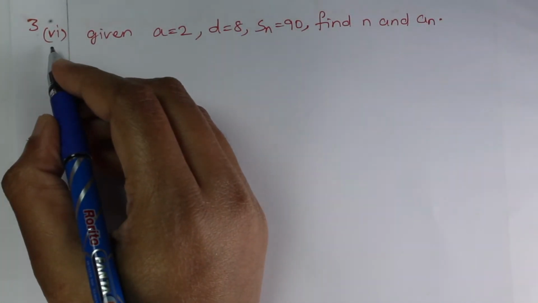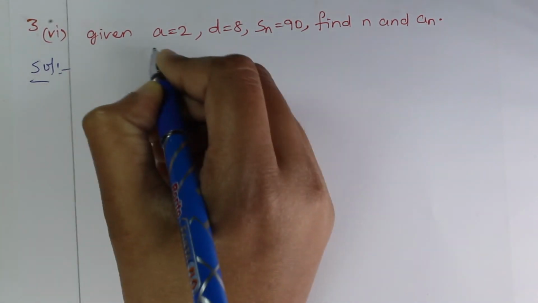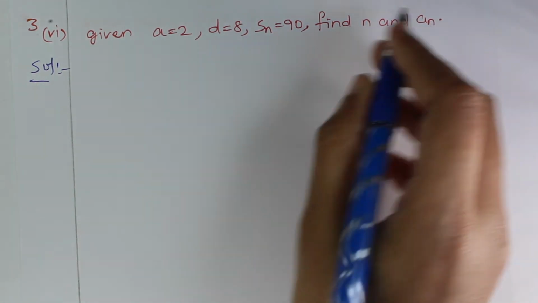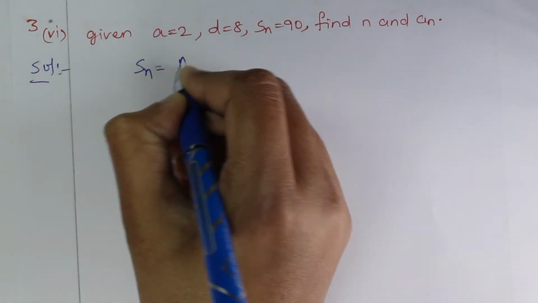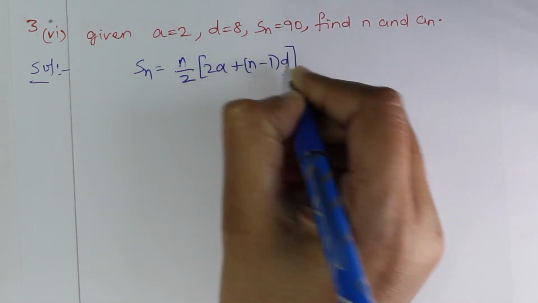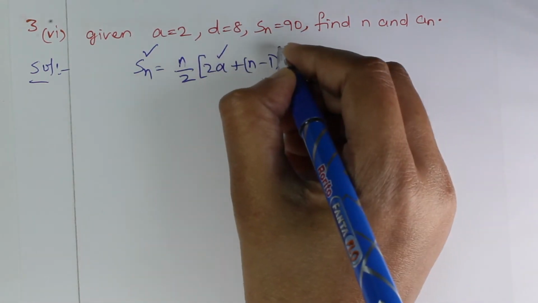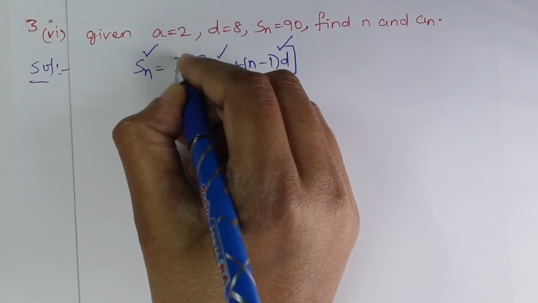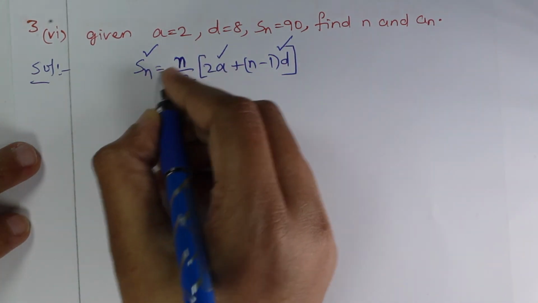Now let's move to the sixth question in the third problem. Here he has given a is equal to 2, d is equal to 8, Sn is equal to 90, find n and an. So here we are going to use the formula Sn is equal to n by 2 into 2a plus n minus 1 into d. Here we know the value of Sn, which is 90, a value is 2 and d value is 8. From this equation we will get a quadratic equation in n and we will solve that equation for the values of n. So let us substitute the values here.